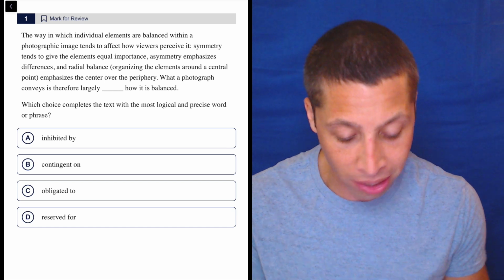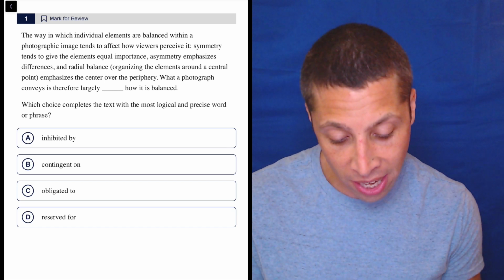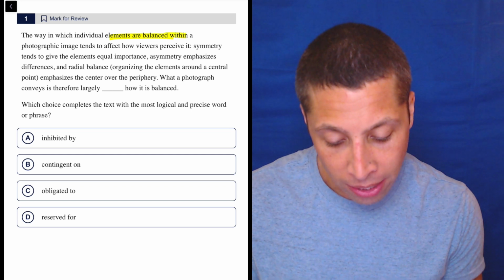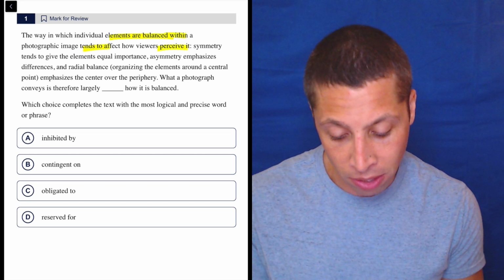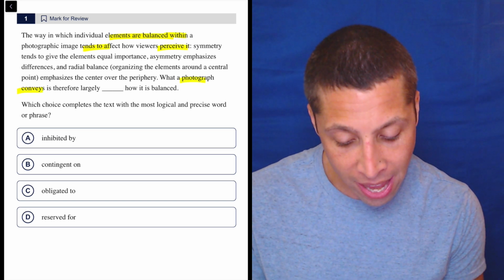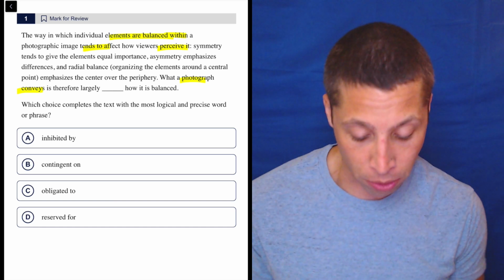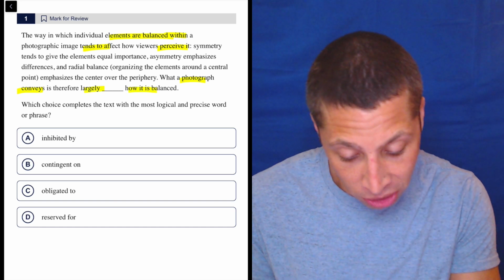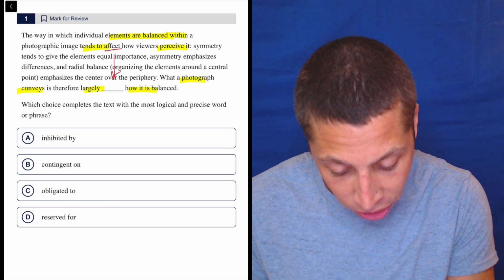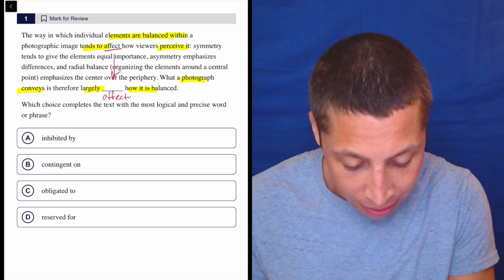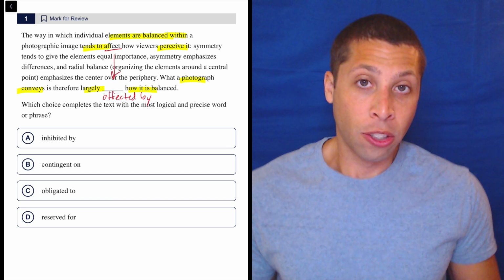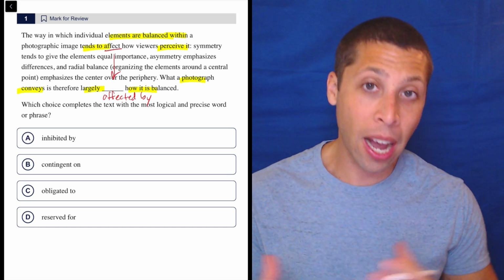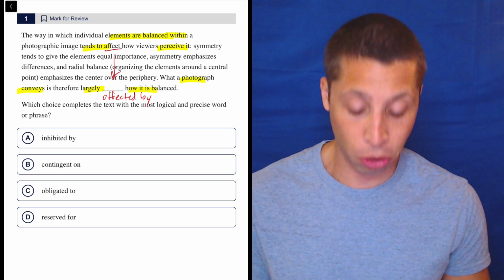Now they're repeating themselves. There's a lot of examples in the middle there, but they're saying that the way the elements are balanced within a photograph tends to affect how it's perceived. So what a photograph conveys, what we perceive from the photograph, is largely blank how it is balanced. Well, how about just something like affected by, right? Let's just steal that. Affected by. So obviously that's not the answer because there's a bunch of harder words here, but if we know these definitions, the answer should be obvious.